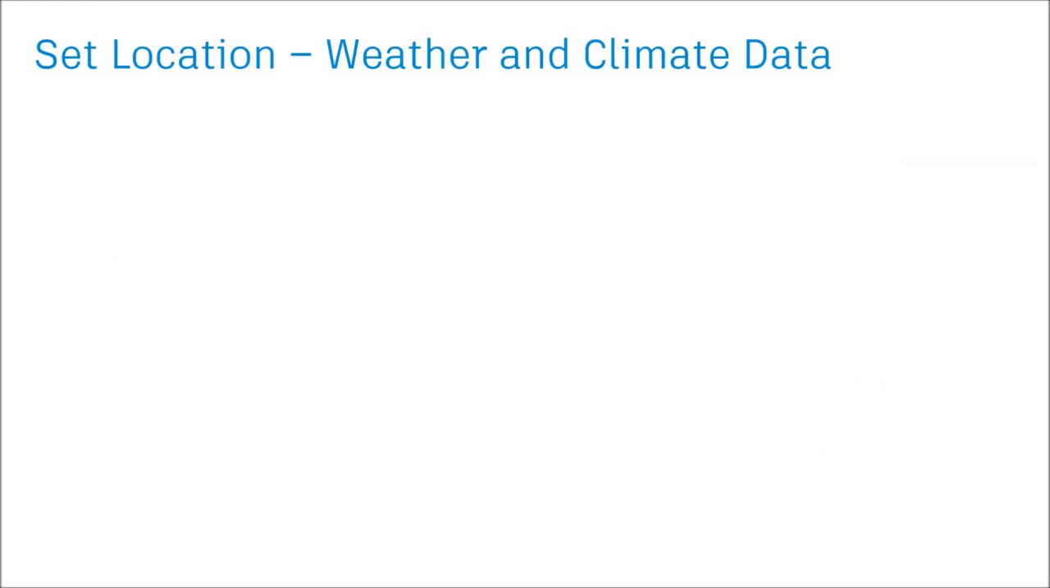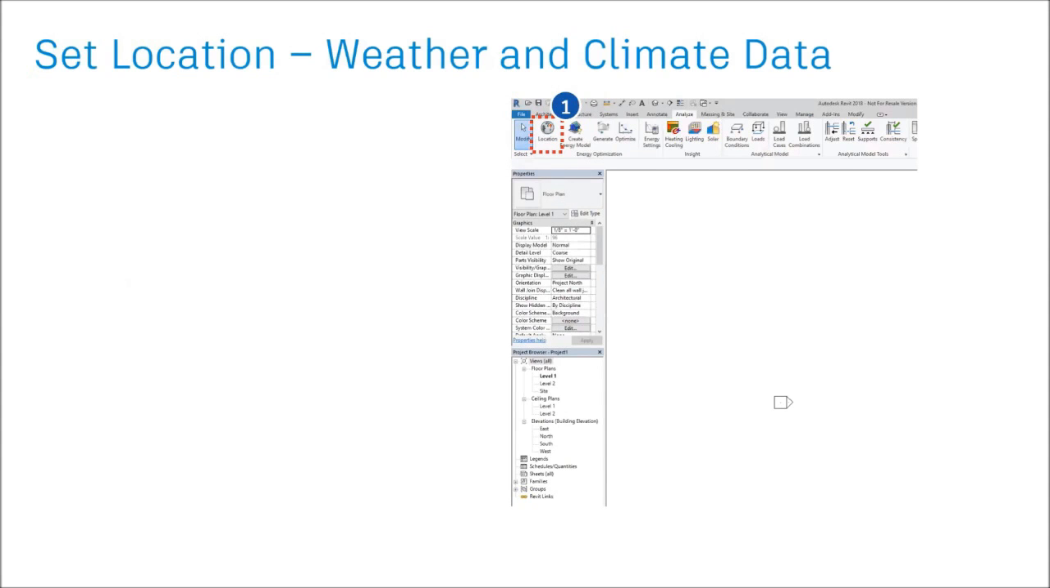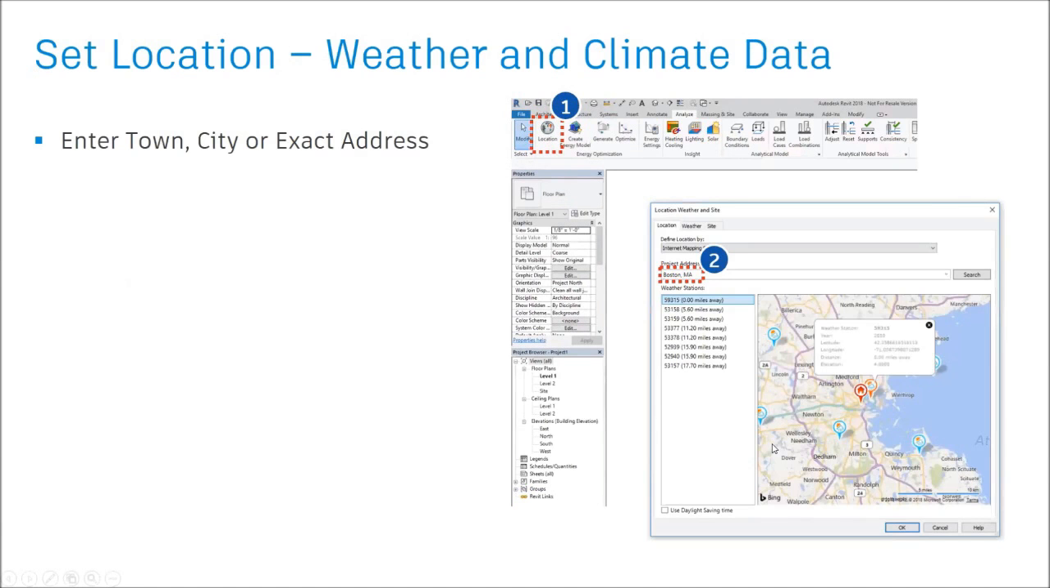So the first thing I'm going to start with is really just setting the location. I always say, do this first, because you only really need to do it once, and once it's done, it's set, and you can move on. But it has a very important role in a lot of the things that we do. There's a number of places in Revit to set it, but within Insight under Energy Optimization, you'll see Set Location. That will open up the location dialog, and you can enter your location at any level of detail, either like a town or a city or even the exact address.